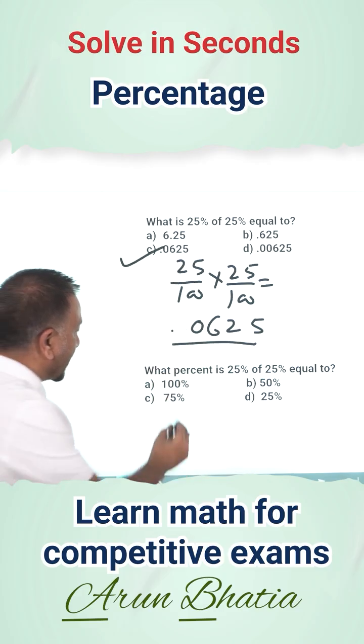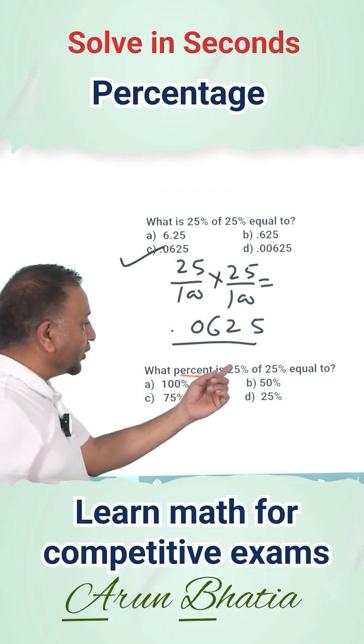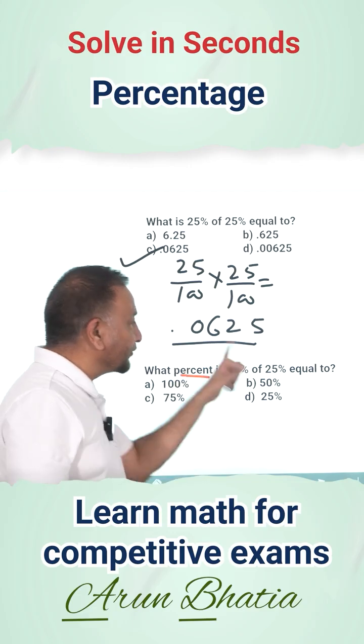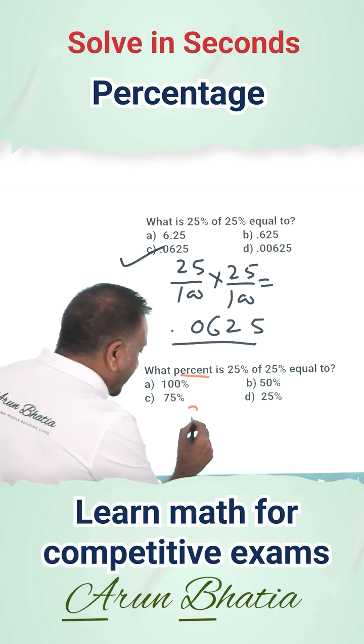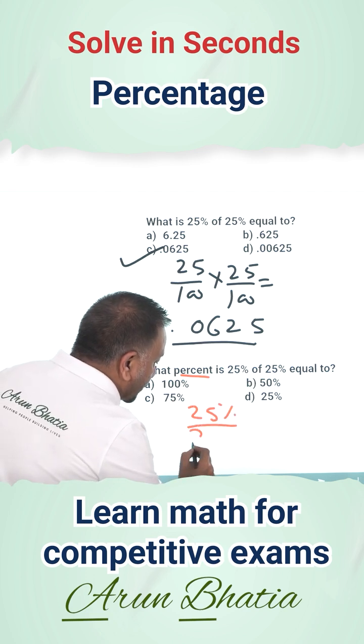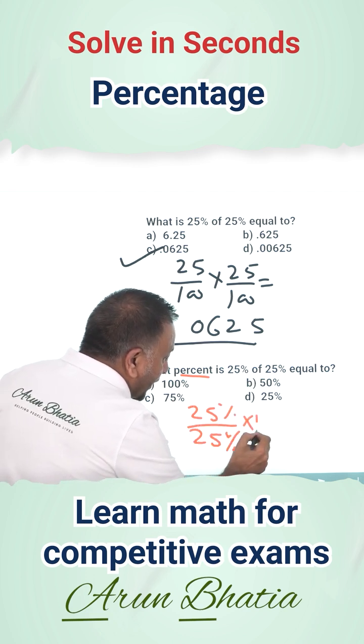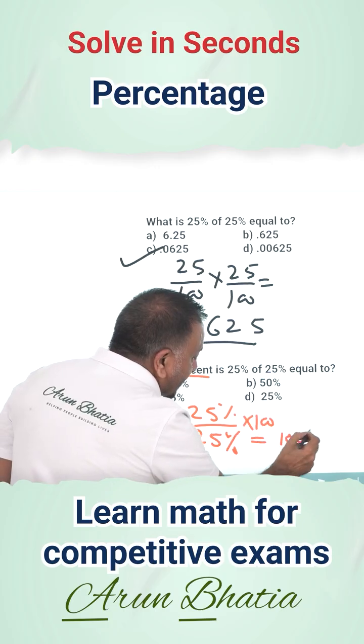This is slightly different than that. It is what percent? That means 25% is how much percent of 25%? So that means 25% upon 25% into 100 comes out to be 100%.